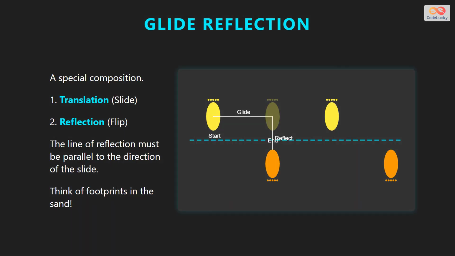There is a special type of composition called a glide reflection. This is strictly a translation followed by a reflection. The key here is that the line of reflection must be parallel to the direction of the slide. It creates a pattern that looks like footprints.